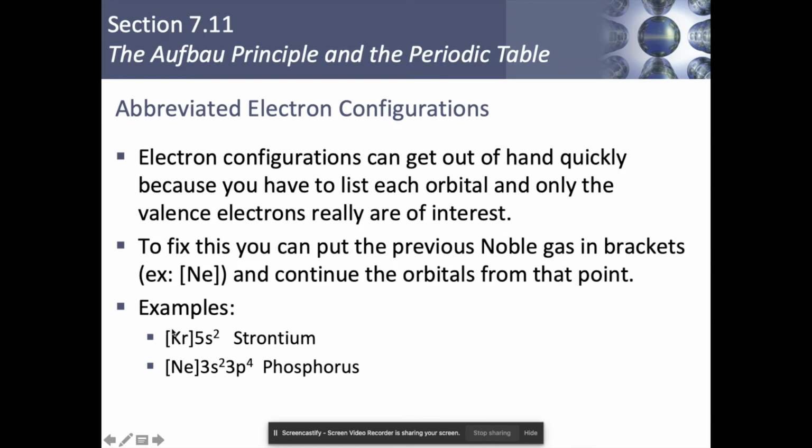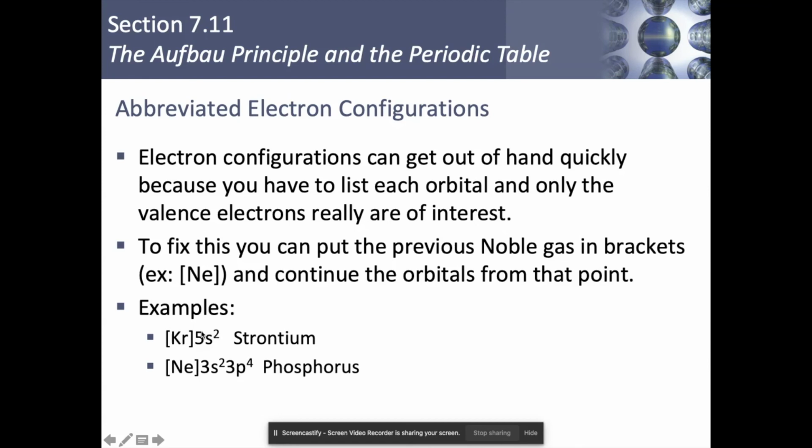So for example, right? You could say, okay, I don't want to have to list 1s2, 2s2, 2p6. All that stuff gets really boring. So for strontium, I look at my periodic table, I find strontium. What's the previous noble gas before strontium? It is krypton. So krypton represents the core electrons of strontium.